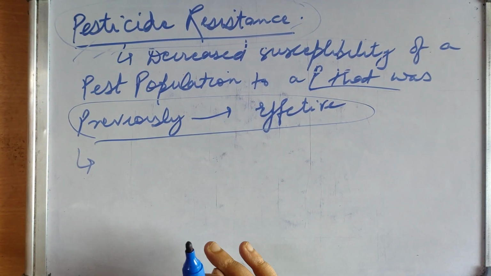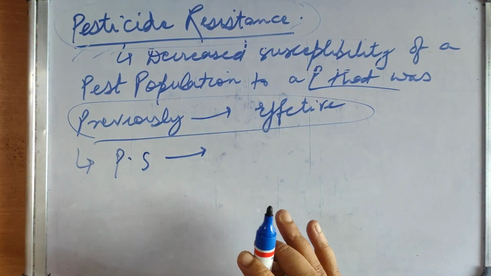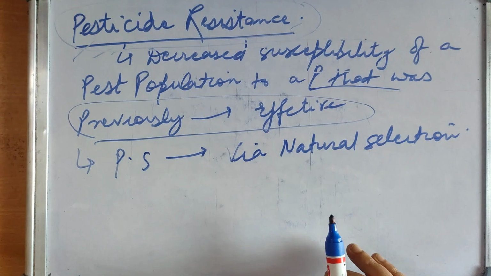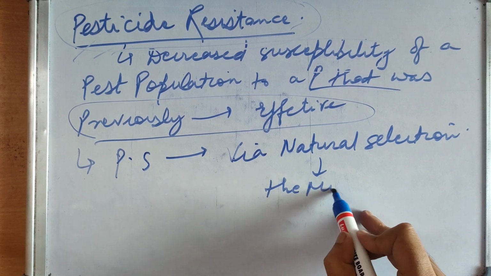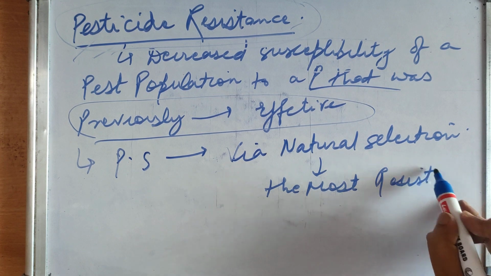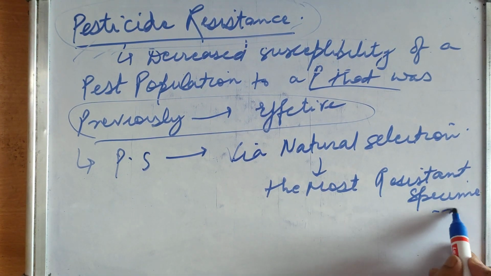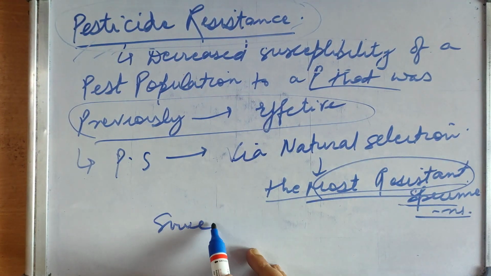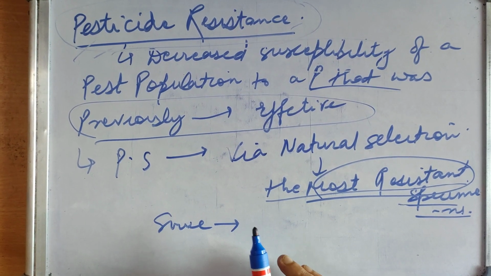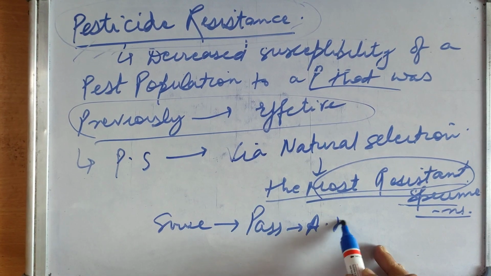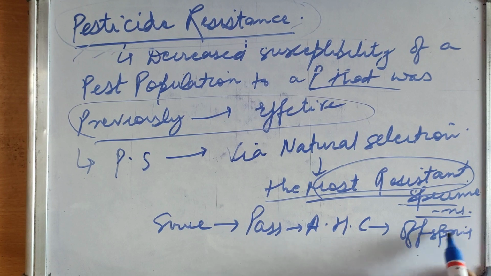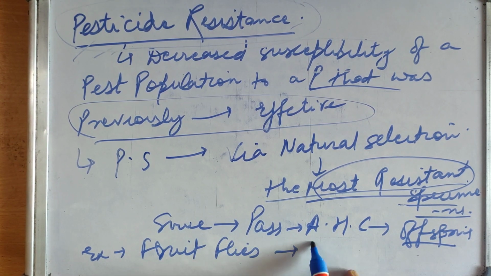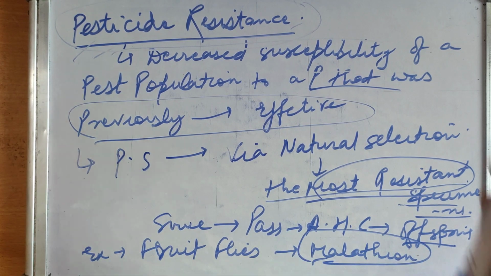What happens here? Pest species evolve pesticide resistance via natural selection. The most resistant specimens survive, and they pass their acquired heritable traits to their offspring. This way the whole population becomes resistant. For example, you can write here fruit flies' resistance to malathion. We all know malathion is a very popular pesticide.